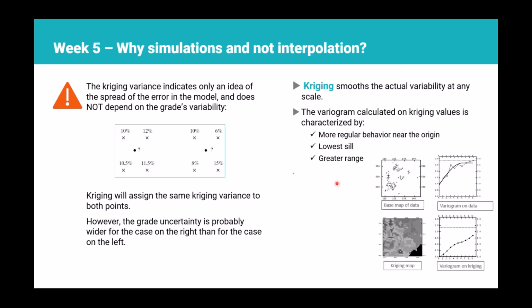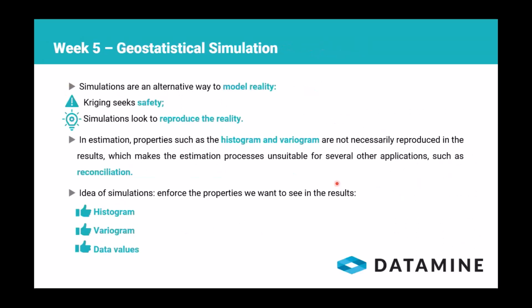And being smoother than the reality causes problems in the cases where we have samples or wells which are distant from one another. So in this case, for example, in the earliest stage of the exploration, we suggest using simulations in order to reproduce the real variability. So in the simulations, the goal is to reproduce the reality, not only the average, but also the variance or the variability or the variogram of the reality. Kriging seeks safety, in fact.